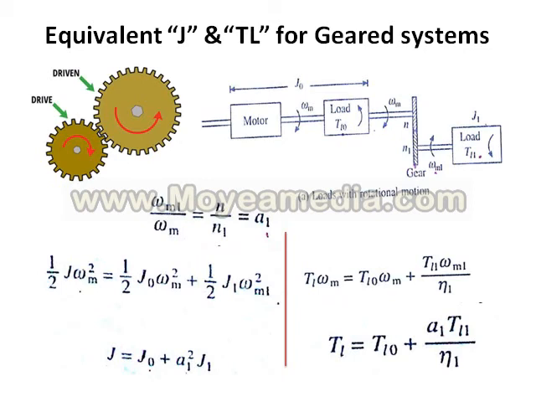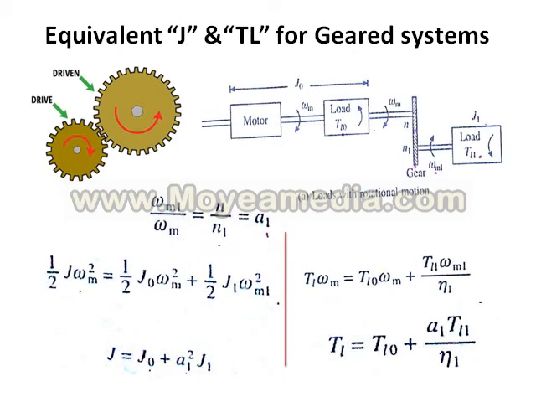Similarly, if you find the total load torque by finding the power, total power TL omega m equals directly coupled load power TL0 omega m plus geared coupled load power TL1 omega m1 divided by eta 1. Here eta 1 is the efficiency of the gear. This is used to take into account the mechanical losses occurring in the gears. So that is very important.